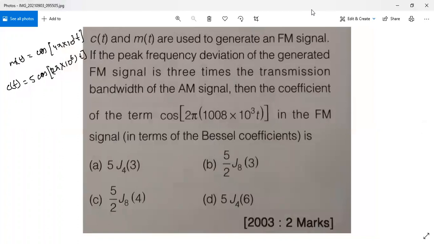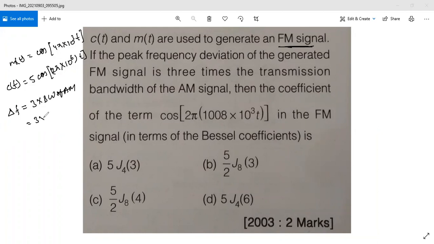Okay. So CT and MT are used to generate an FM signal. Now from the same CT and MT, what are we doing? We are generating an FM signal. If the peak frequency deviation of the generated FM signal is 3 times the transmission bandwidth of the AM signal, what is being said? That delta F, the frequency deviation of the generated FM signal, is 3 times the bandwidth of AM. So what will be the bandwidth of AM? Can anybody tell me what is the bandwidth of AM?